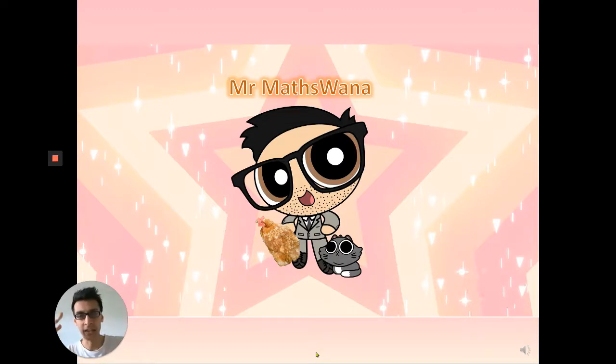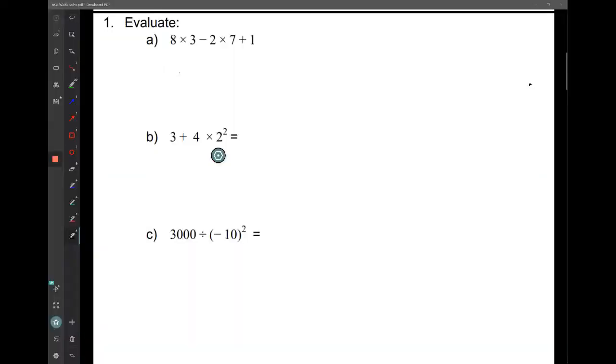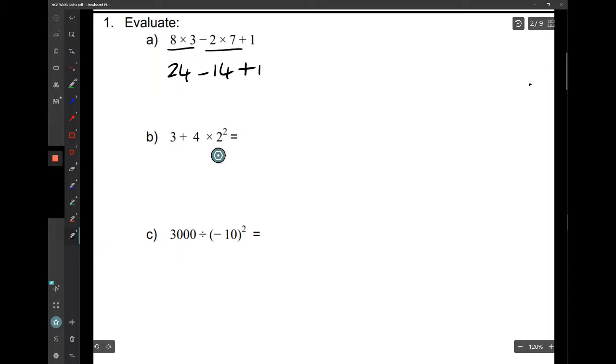Question 1, we're going to do the multiplication first and then the addition and subtraction order of operations. So 8 times 3 is 24, take away 2 times 7 is 14, plus 1. Then you go from left to right because subtracting and adding are the same level of importance. So 24 take away 14 will give you 10. 10 plus 1 is 11.